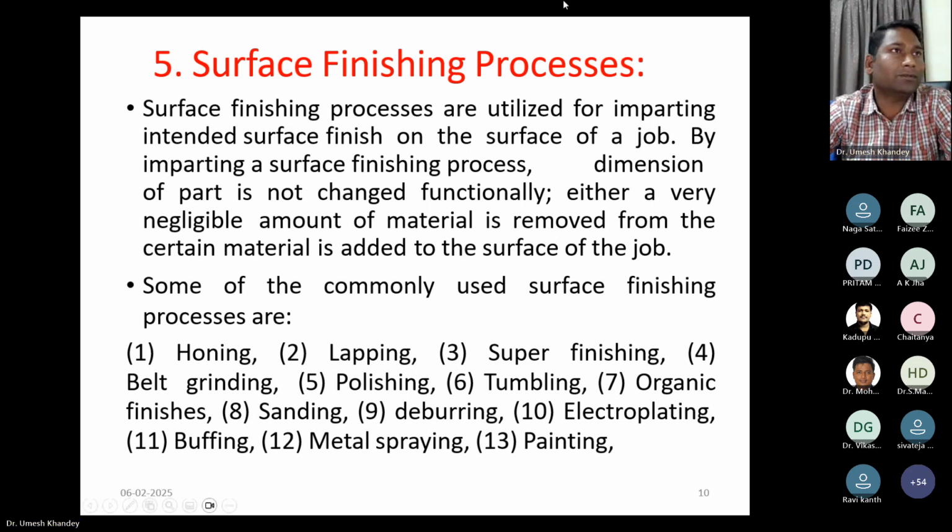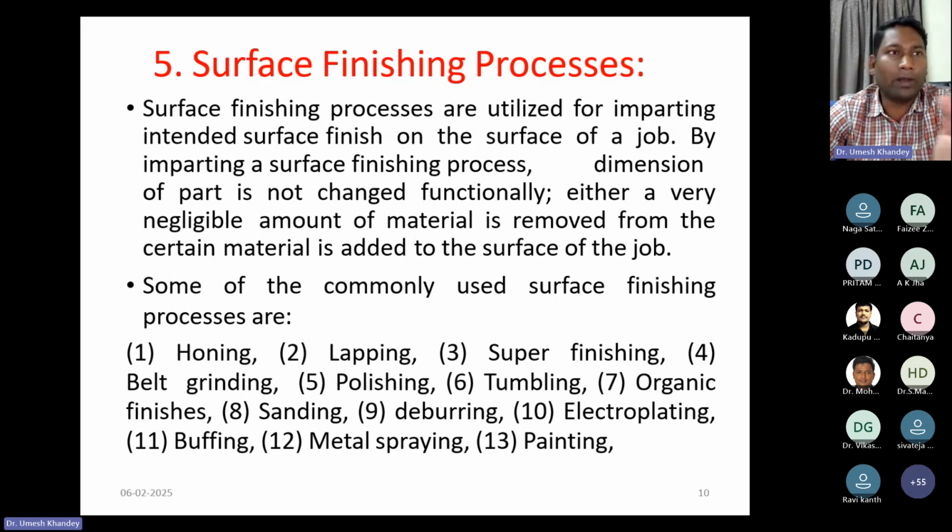Next one is surface finishing processes. Surface finishing processes are utilized for imparting the intended surface finish on the surface of the job. Imparting a surface finish means the dimension of a part is not changed functionally. Either a very negligible amount of material is removed, or certain material is added to the surface of the job. That means a negligible amount of material is going to be removed from the surface of the workpiece or your product.